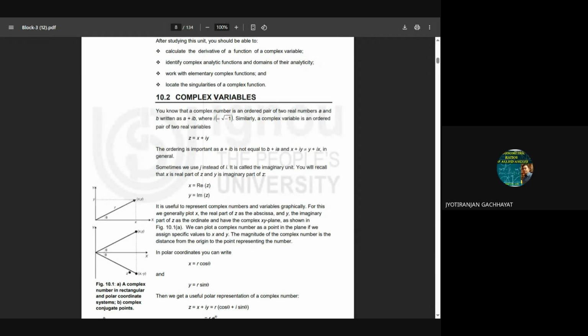Yes, sir. So there are two parts, a plus ib, or if you write z as x plus iy, there is a real part and an imaginary part. So if z is a complex number, then it can be written as x plus iy, where x represents the real part and iy represents the imaginary part. So in real part you have only real numbers.